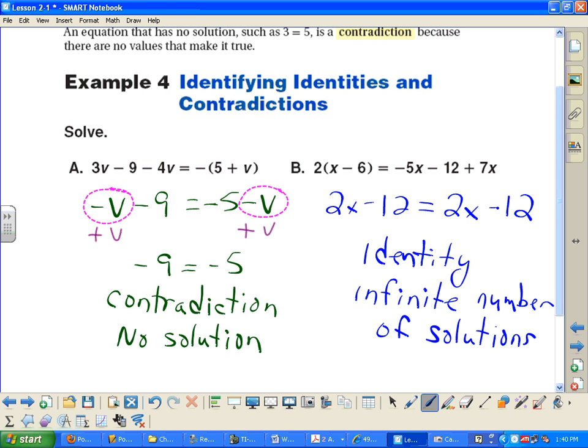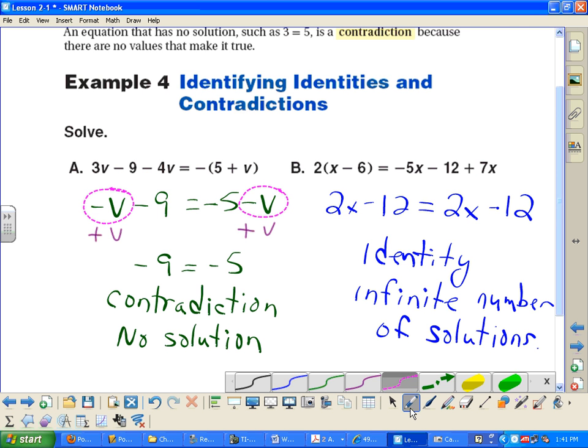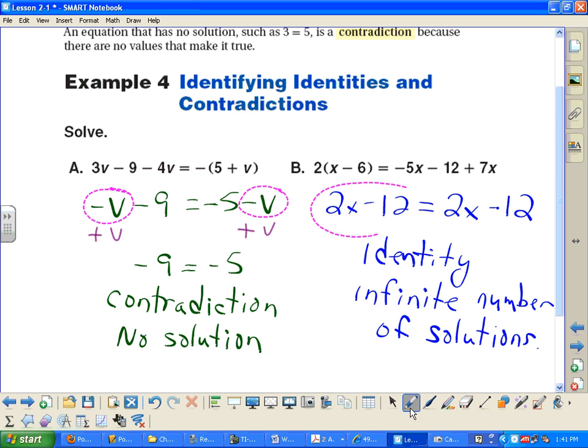Right? So those are the answers we expect to see. You know, tell me it's a contradiction, so there's no solution, or tell me it's an identity and there's an infinite number of solutions. And so we're looking for contradiction as soon as the variables on both sides are the same. For an identity, it's the whole side is exactly the same as the other side.